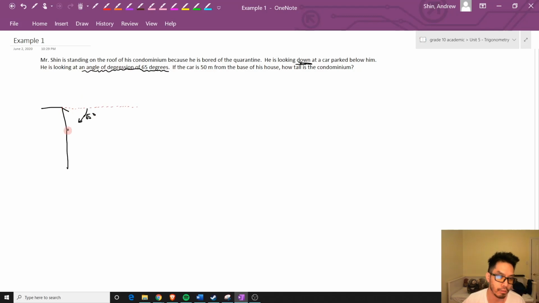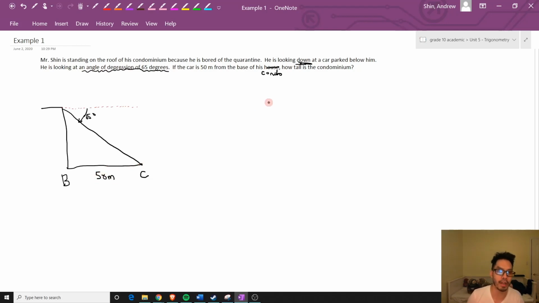And let's try that again. And then I'm going to see a car. I'm going to label that C. And they said the car is 50 meters from the base of the condo. I meant to say condo here. So I'm going to write this as B, which is the base of the condo. And they said that's going to be 50 meters.